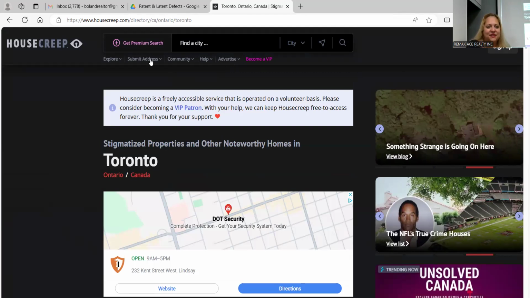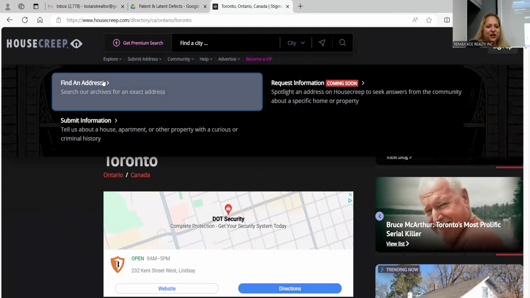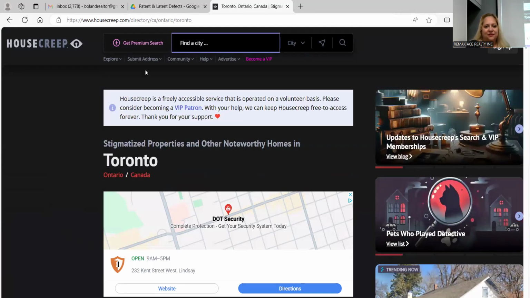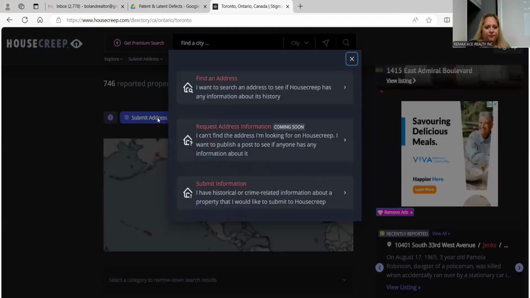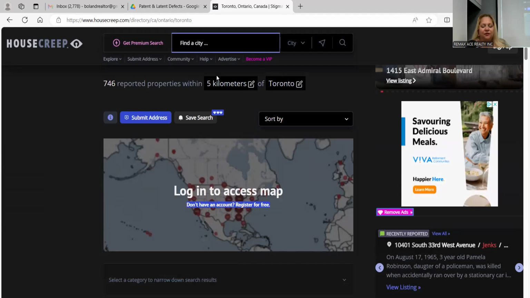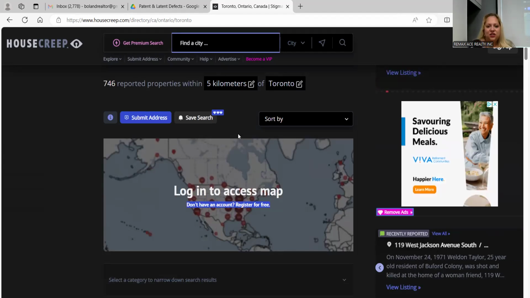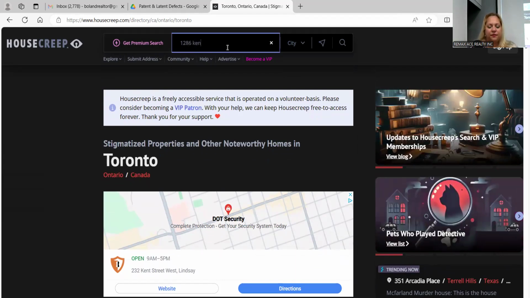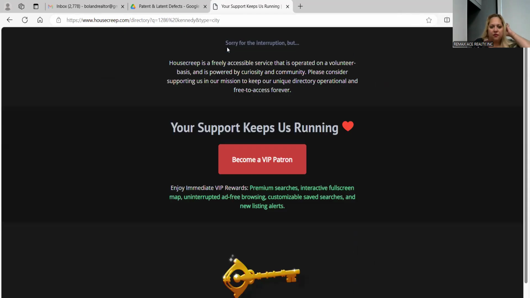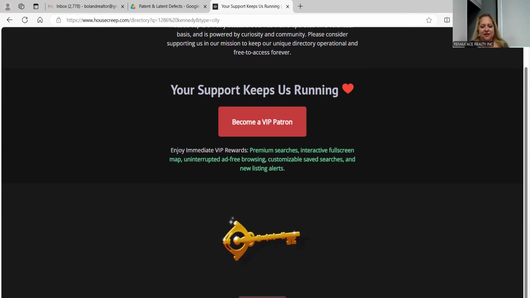Okay, so submit address, find an address, search our archives. Well, you changed it a little bit. I'm just figuring out where to put in the address now. It used to be you just type it in. Let me see if this works. It's trying to sell you ads now. Continue in 2, 1. There we go.